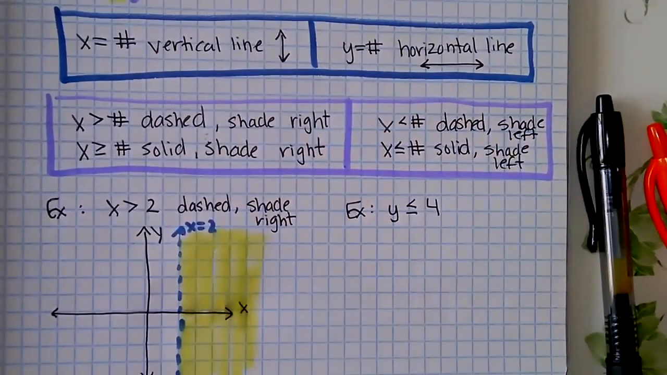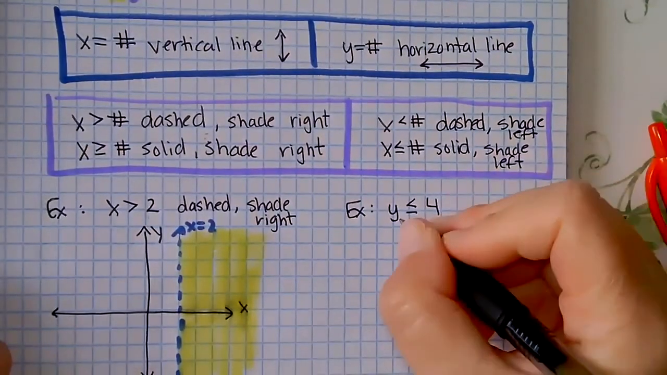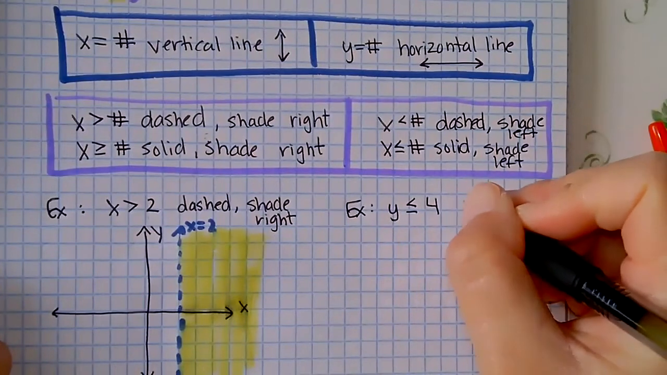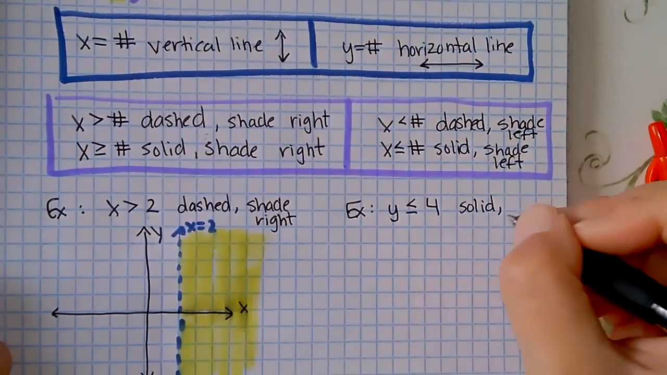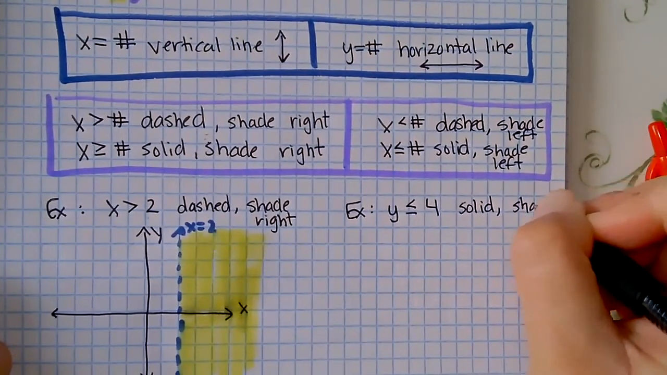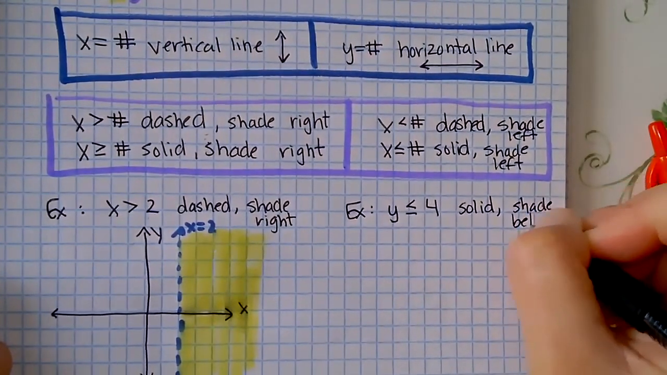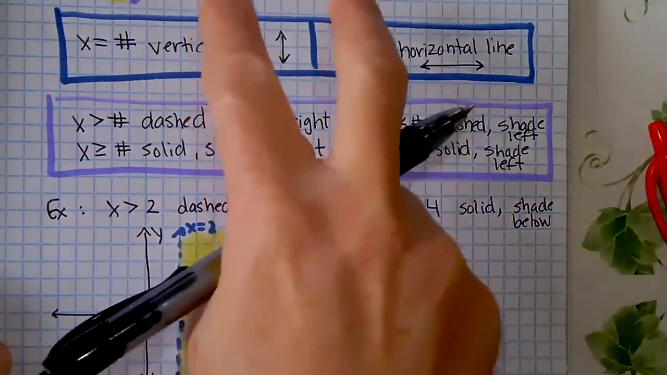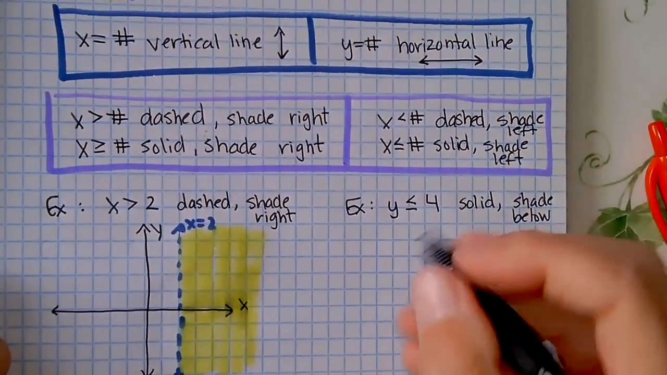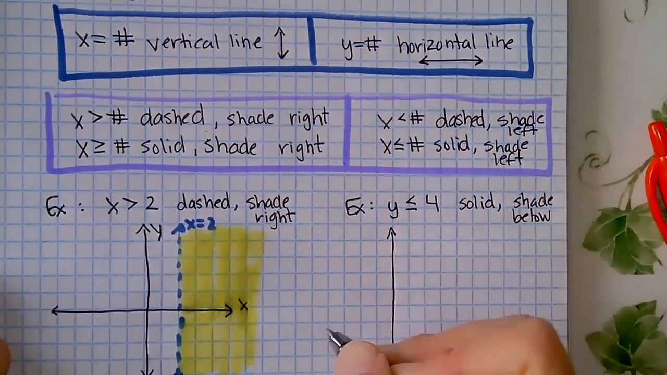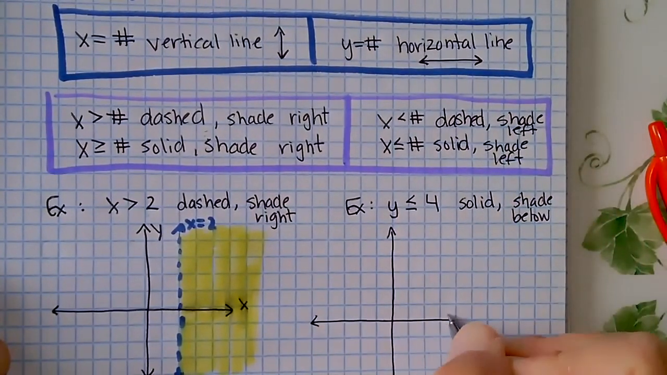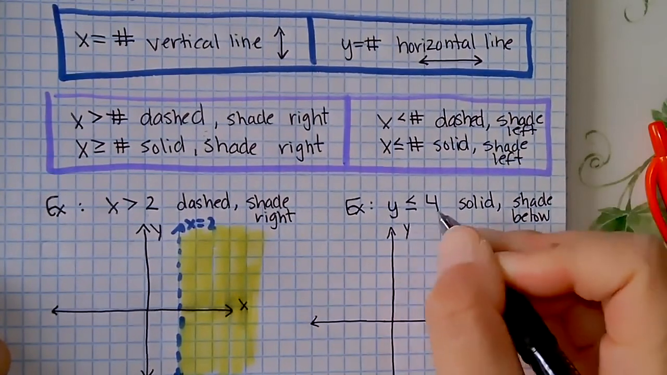Now, horizontal one, again, looking at this with the little line here, it's going to be solid. And it's less than or equal to, so I'm going to shade below, because these are like our normal ones that we were doing before. Okay, so I'm going to draw this. Make sure I can get up to 4.